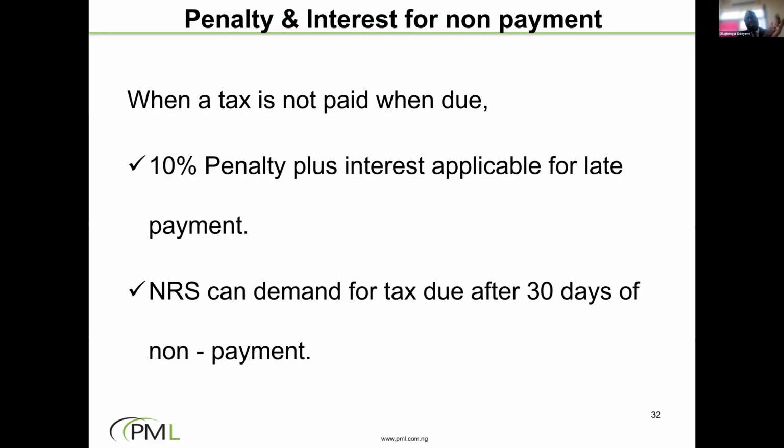Now, the penalty and interest, nothing has really changed. When the tax is not paid when it is due, it will attract 10% penalty plus interest applicable for late payments. We know that they may still bring out a circular on this, but interest normally is on the billing interest rate. That's what they normally charge. But we will still wait to see whether the tax authority is going to bring out a circular with regards to the interest rate.